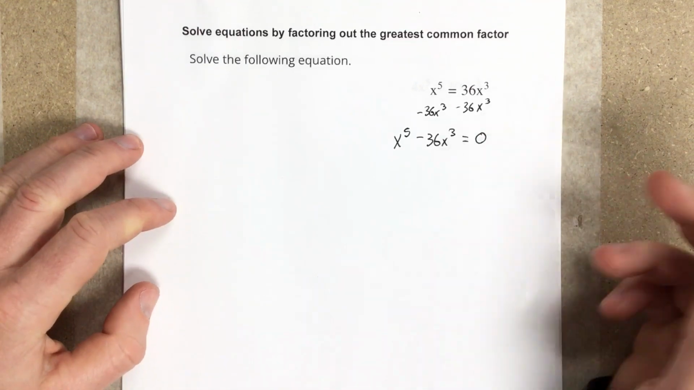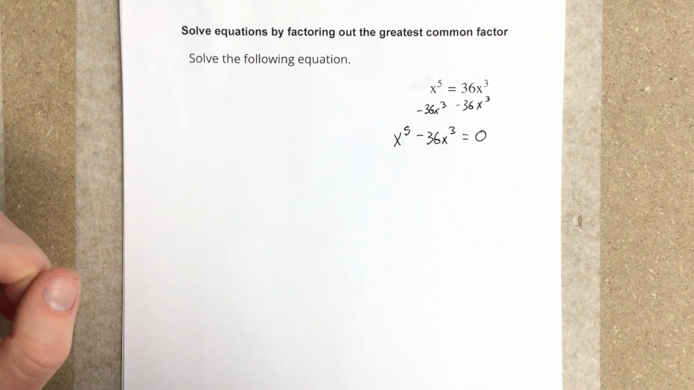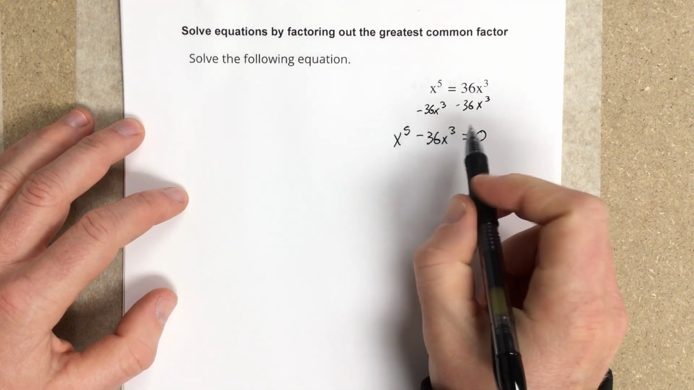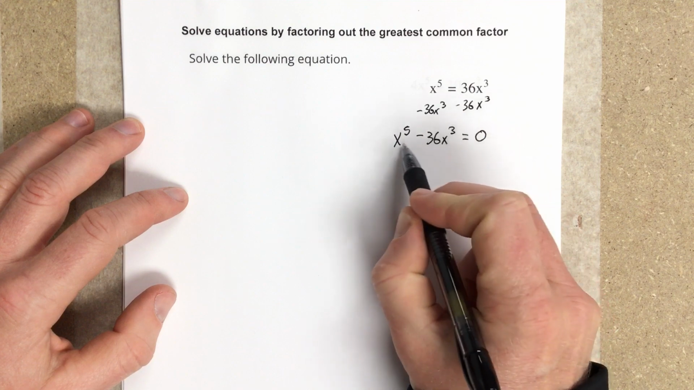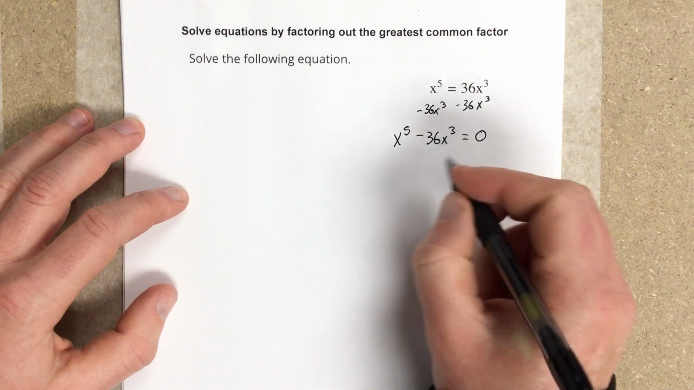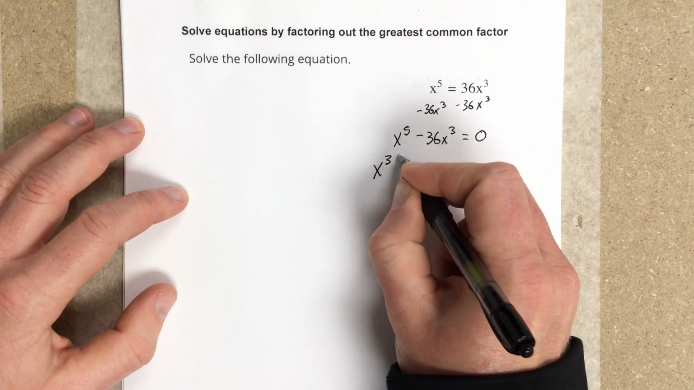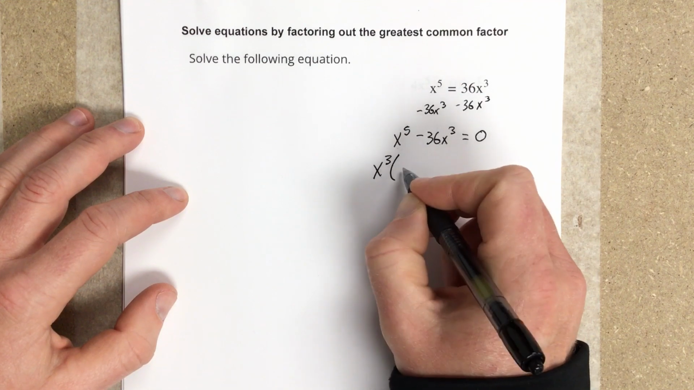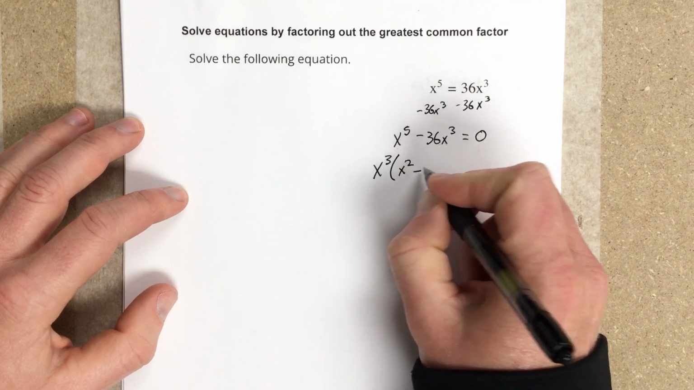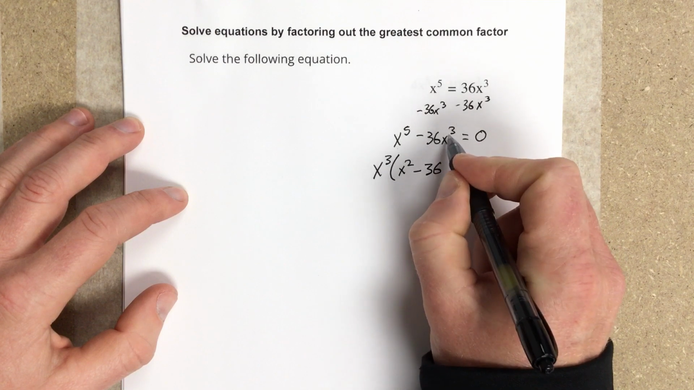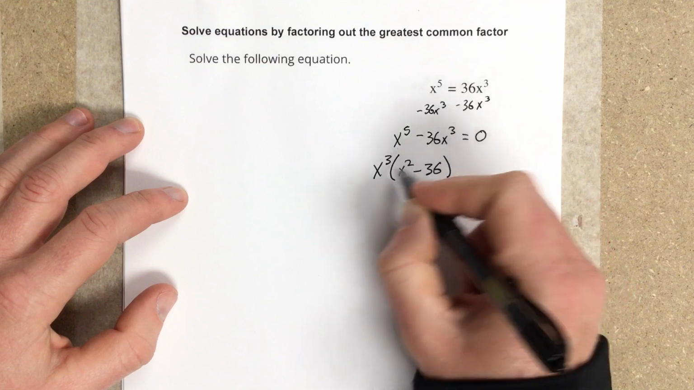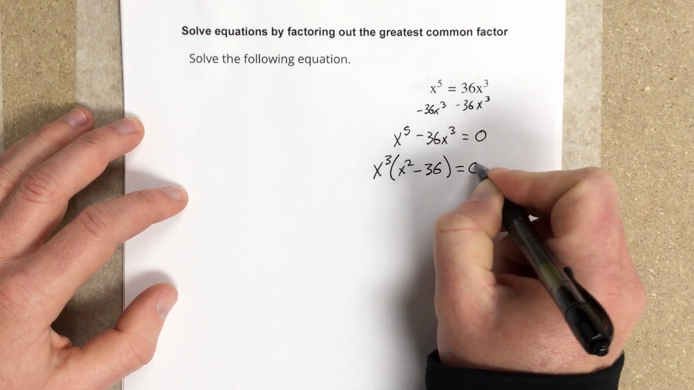Now that I have it equal to 0, I can find the zeros of this polynomial, or the x-intercepts. And to find that, I'm going to need to do some factoring here. I can see that I have x cubed that's a factor of both x to the fifth and negative 36x cubed. So I'm going to factor out the x cubed from each term. That's going to leave me with x squared here. X cubed times x squared is that x to the fifth number. Minus 36. When I factor x cubed out of negative 36x cubed, this is all I have left. The x cubed cancels out of that piece, and that's equal to 0.